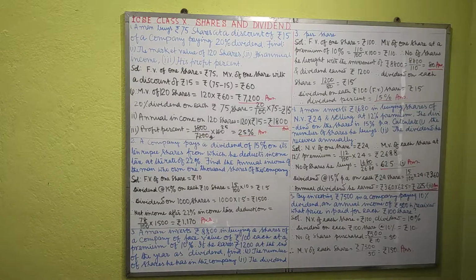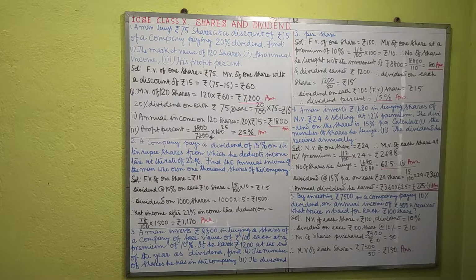Nominal value of each share is rupees 100, dividend 10%. Dividend on each rupees 100 share at the rate of 10% equal to rupees 10. The number of shares he purchased equal to total dividend by dividend on one share, that is 50.